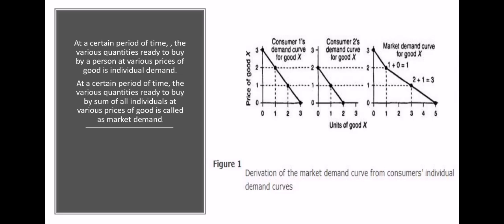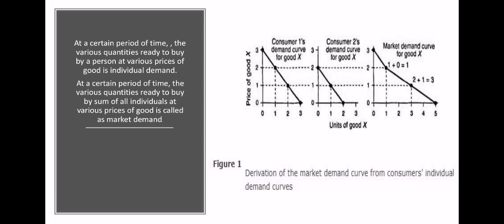Demand can be classified as individual demand and market demand. The word itself defines what this means. Individual demand means at a certain time the various quantities ready to buy by one person, by an individual, at the prices in the market. However, the market demand means the summation, the sum of all the demand of all those individuals in that market.